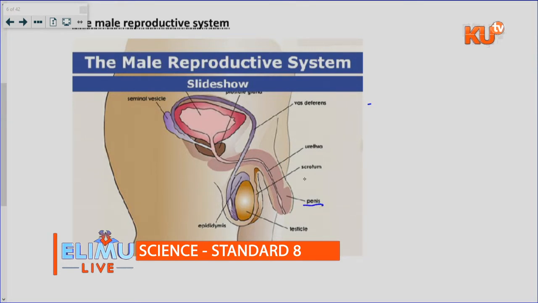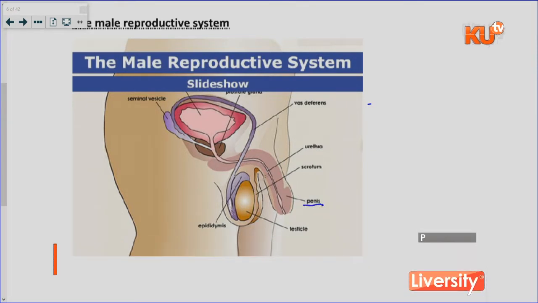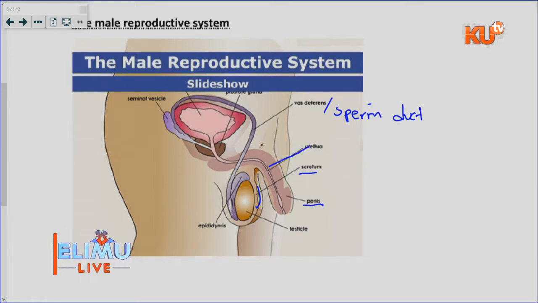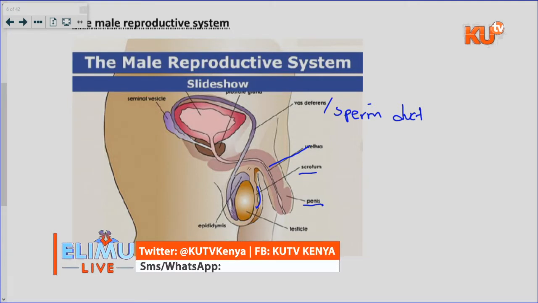So we also have the scrotum. This is the scrotum, and the part of the scrotum is right here, you can see. So we have the vas deferens, whose other name is sperm duct. We also have the urethra. You can see the urethra here. We'll be looking at the functions later. So we also have the epididymis. This is where it is.